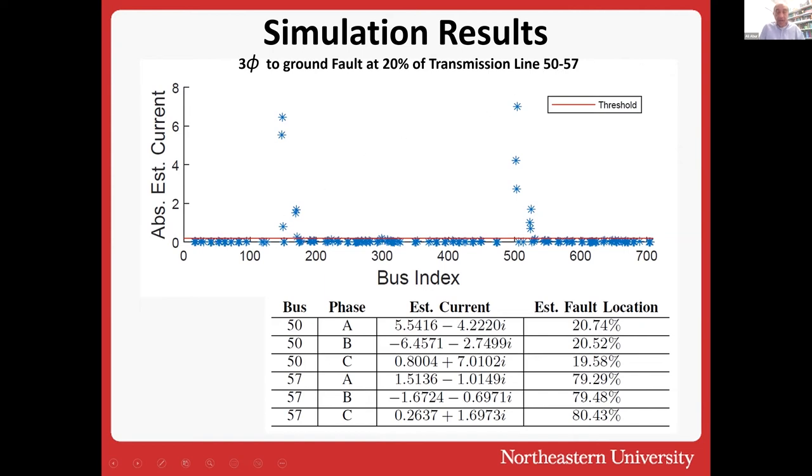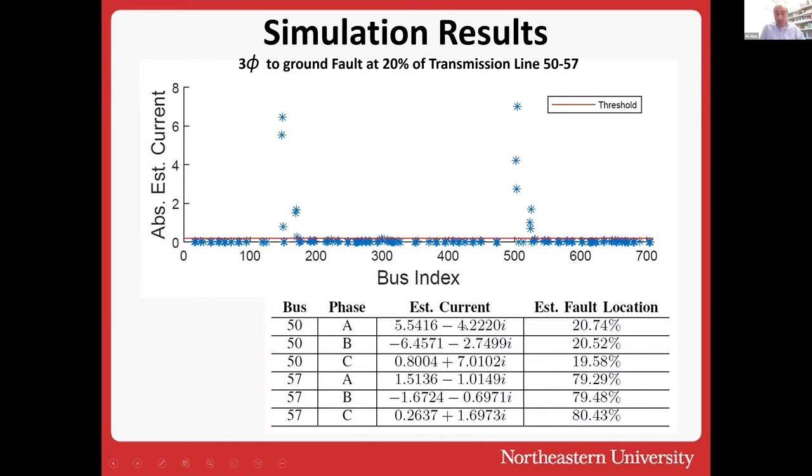And looking at the currents estimated by Lasso, you notice that they are not strictly zero. There are certainly large ones that appear here. And those actually correspond to indeed bus 50 and bus 57 phases ABC as shown here. But in order to filter them out, we are using a threshold. As you can see, we put a threshold here and we throw out anything below that threshold and just consider the ones above to find these virtual currents.